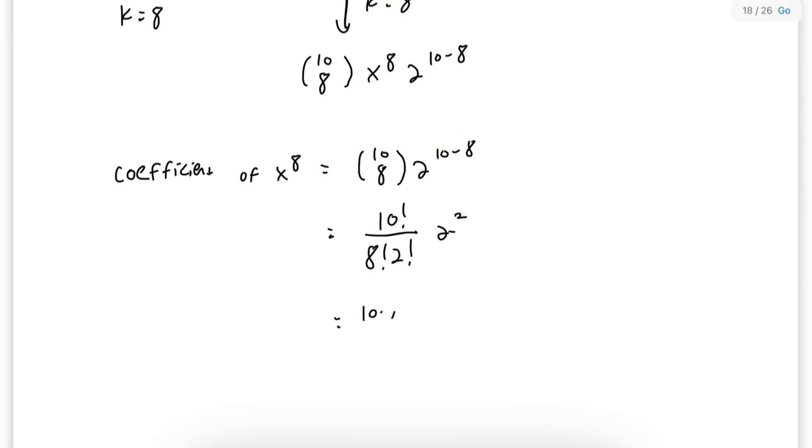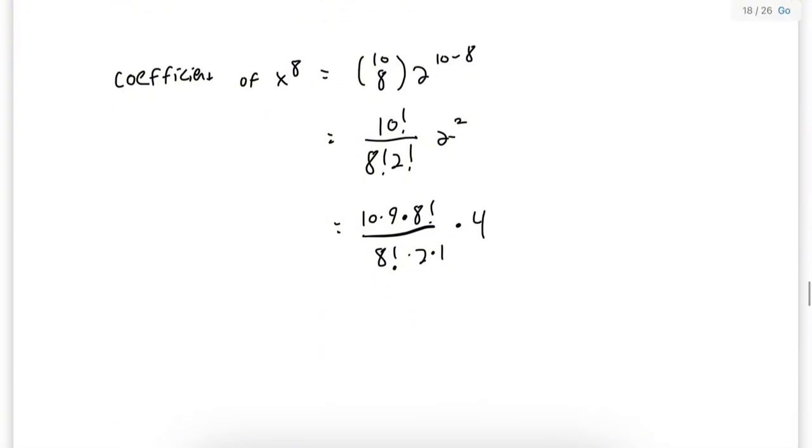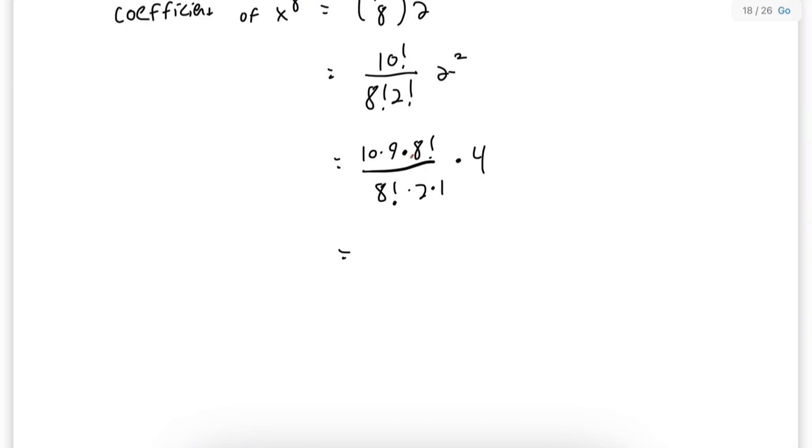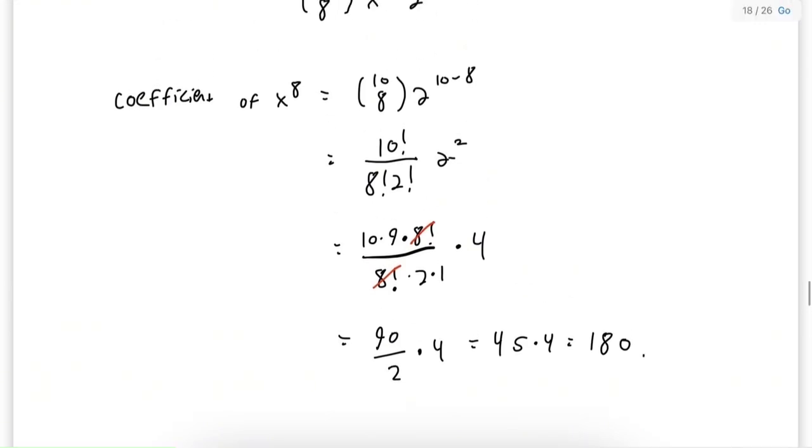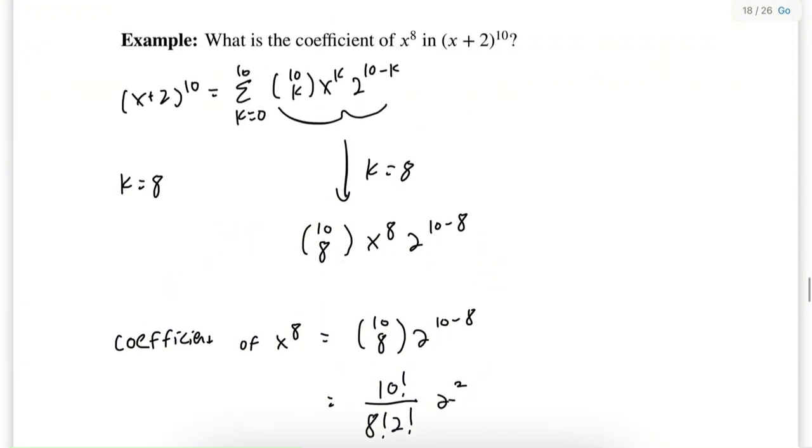Remember, 10 factorial is 10 times 9 times 8 factorial, again over 8 factorial. 2 factorial is just 2 times 1, right? Times 4. Okay, our 8 factorials cancel. That's the scary part. We have 10 times 9, which is 90, over 2 times 4. 90 over 2 is 45, so 45 times 4, which is 180. Okay, so there you go. That's your coefficient of x^8. I mean, yeah, you can try to expand this out by hand. You'll have a very tough time doing so.